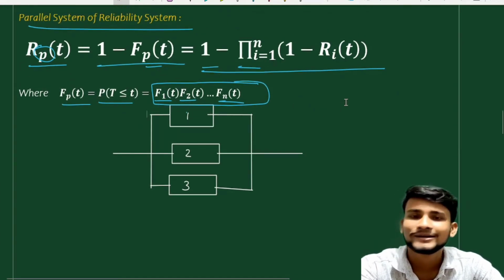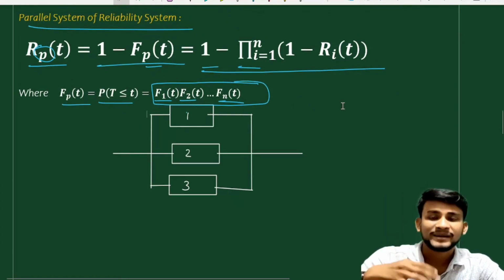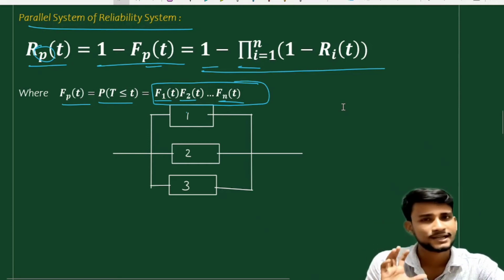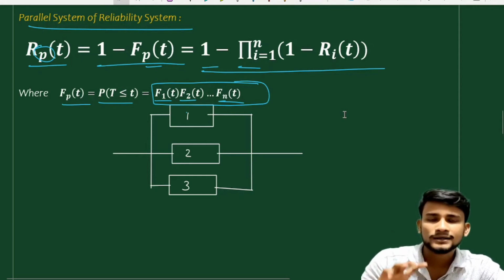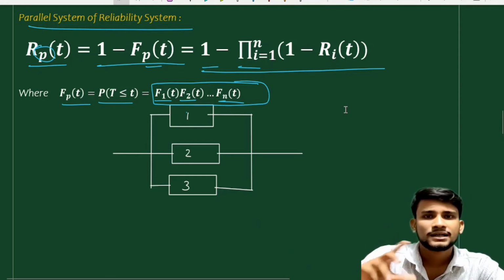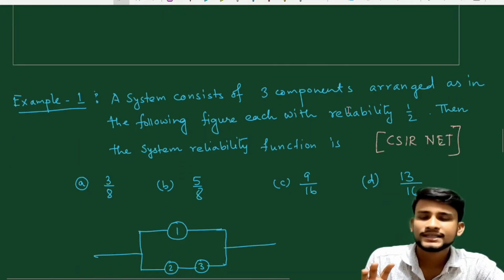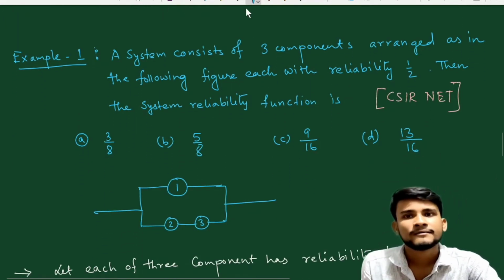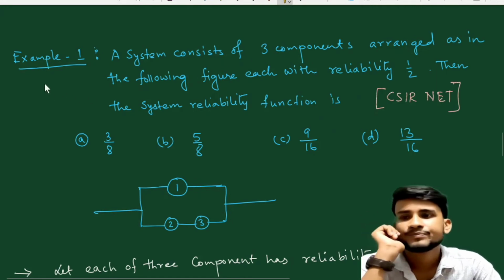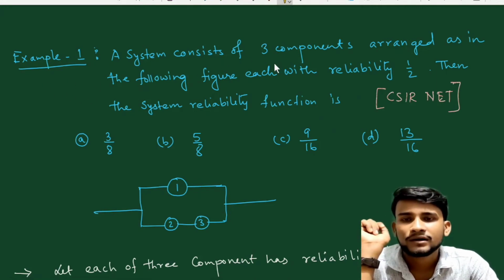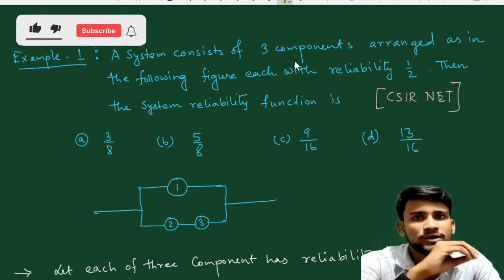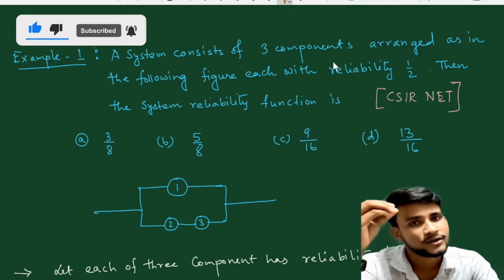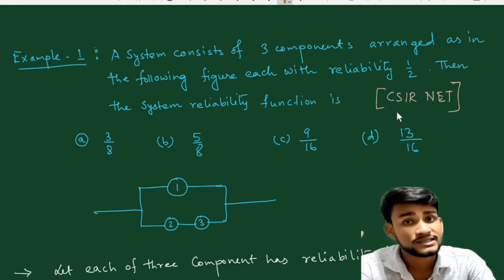This is the small theory part of reliability theory. Based on these small topics, questions come in CSIR NET. Now we cover the different types of questions that come in CSIR NET. In this lecture we will cover questions based on systems, and in the next lecture we will cover questions based on the hazard rate function, which are more important for CSIR NET.